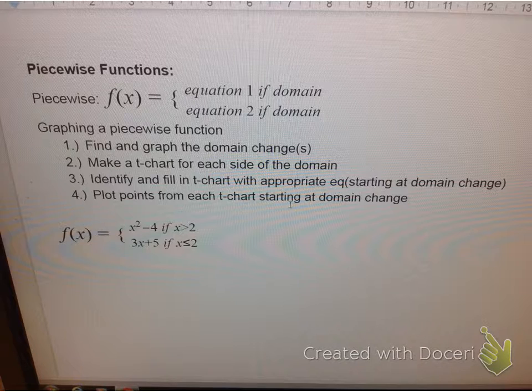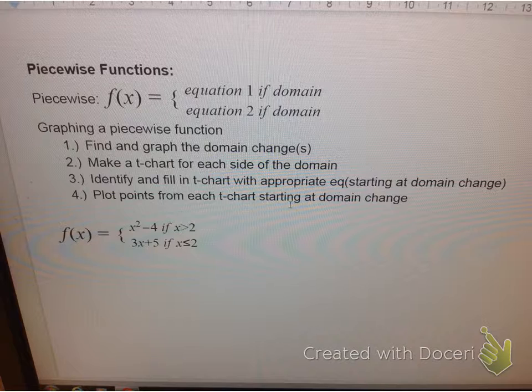And then I need you to identify which equation goes to which domain, the top one on the left or the right side. And then you can fill in the t-charts that you created, starting at the domain change. That means in our problem, we're going to put 2 in both of those t-charts, and I'll explain why in a second. And then, once you have your t-charts filled in, you just start plotting your points out, starting at the domain change, walking away, and then connect them. This would be, I think, the most efficient way to graph a piecewise function.